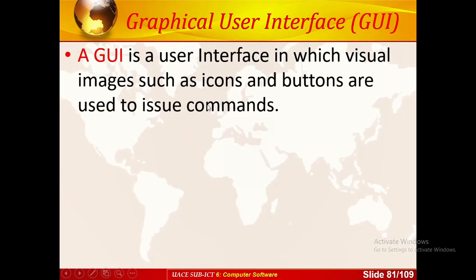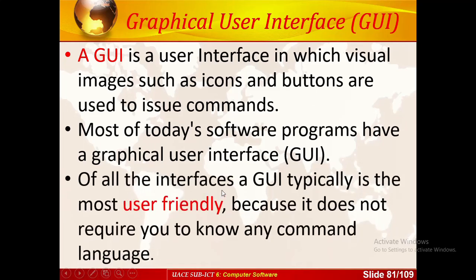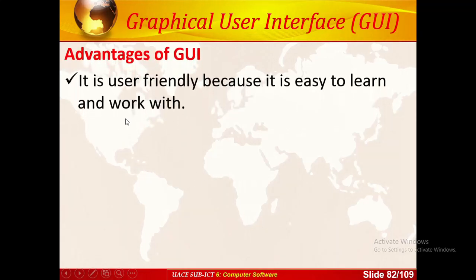Then let's look at the graphical user interface. It is the interface in which visual images such as icons and buttons are used to issue commands. For example, most of today's software programs have a graphical user interface. You'll find that most of the softwares which are programmed today always have a graphical user interface. Of all interfaces, a GUI is typically the most user-friendly one because it doesn't require you to know any command language. As I'm going to show you here, we have advantages like it is user-friendly because it is easy to learn and work with.